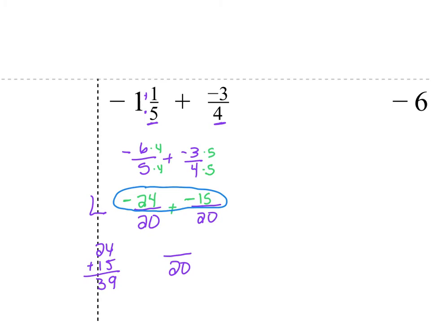So now I have a negative 39 twentieths. So make sure you don't drop that negative. So that gets me 20 goes into 39 one time with 19 left over.